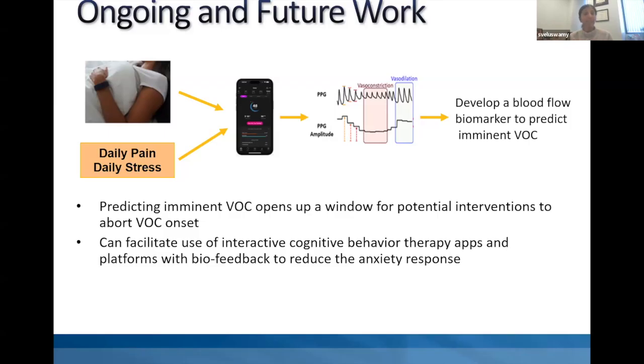For example, is it interactive cognitive behavior therapy, like hypnosis sessions with biofeedback? Or there are even medications that can decrease the stress response and enhance blood flow. Is that something that can be trialed to actually abort crises from starting?